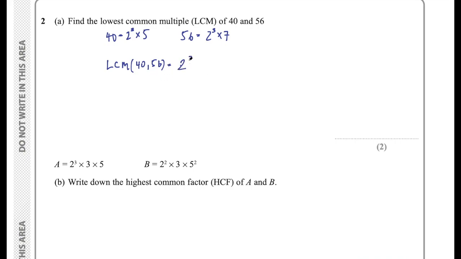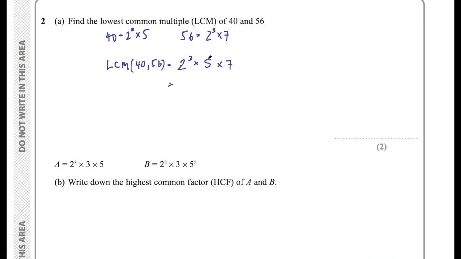So 2 to the power 3 is in the lowest common multiple, and we multiply it by the other prime factors. So 5 to the power 1 is in 40. There's no 5 over here, so we take 5 to the power 1, and that belongs in the lowest common multiple. And then we have 7 to the power 1 over here, no 7's over here, so 7 is in the lowest common multiple as well. So you take the prime factors with the highest powers from each number. I like to think of it as like a battle, so the number with the highest power wins and it gets into the lowest common multiple. But however you want to think about that is fine. And then you work this out and you get your answer.